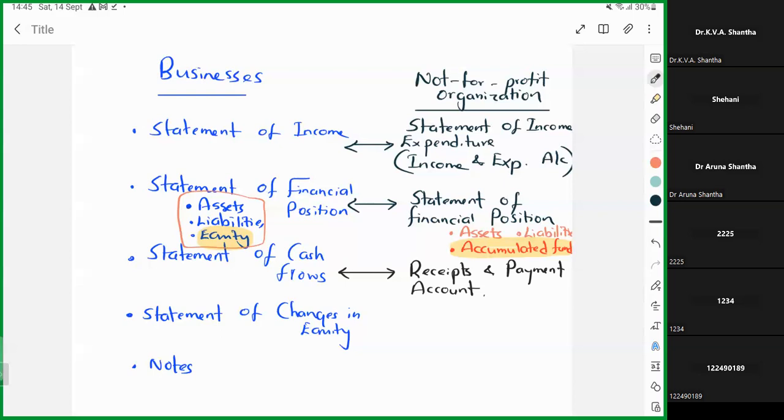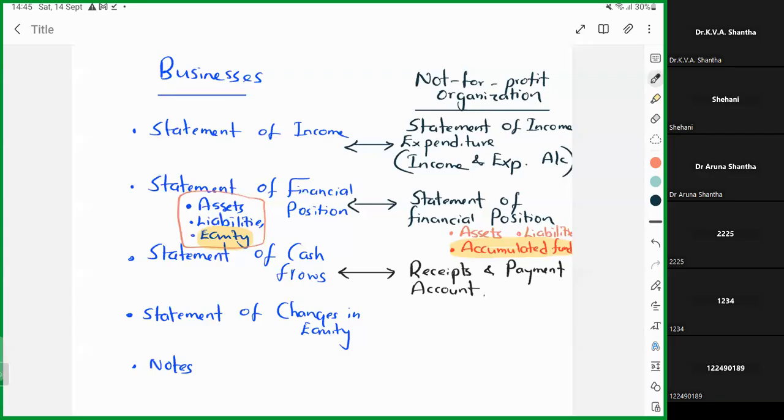Right. Then the statement of changes in equity. You know, equity is the owner's capital. So in the statement of changes in equity, you show the changes in owner's capital. But in not-for-profit organizations, owners are the members.